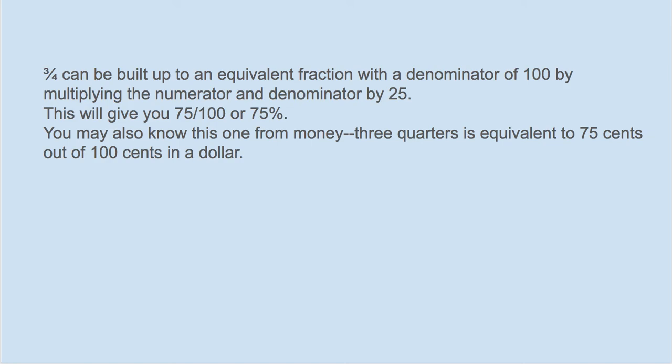3/4 can be built up to an equivalent fraction with a denominator of 100 by multiplying the numerator and denominator by 25. This will give you 75 100ths, or 75%. You may also know this one from money. 3/4 is equivalent to 75 cents out of 100 cents in a dollar.